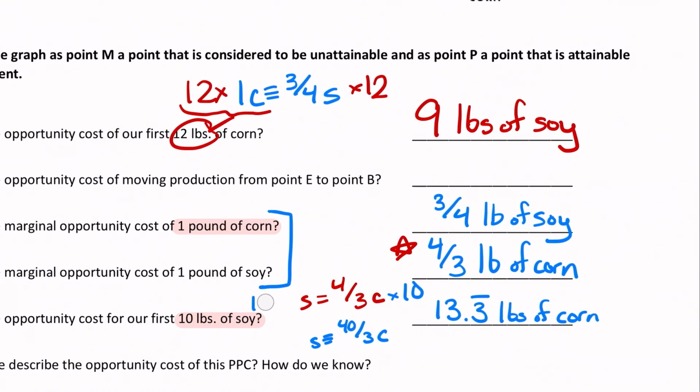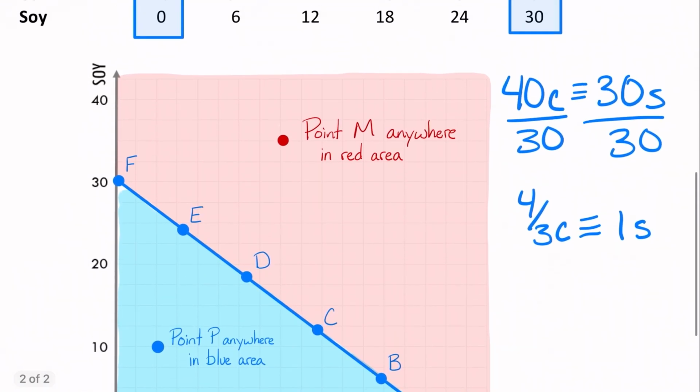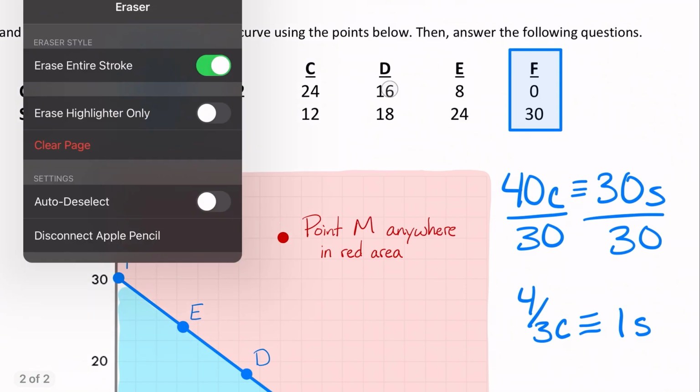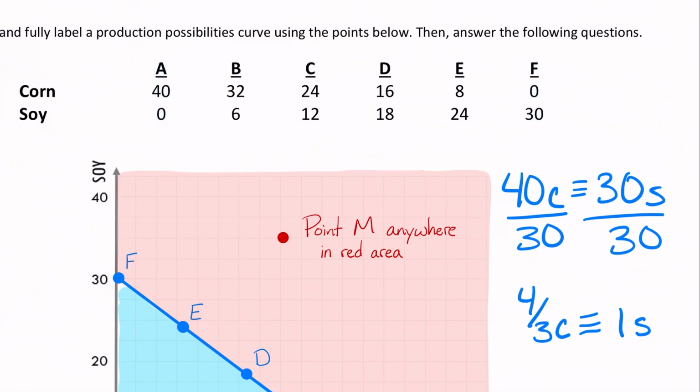And finally, this one doesn't involve as much math. It just involves us moving from point to point. And so that's why we saved it for last. The opportunity cost of moving from E to B. If we look at points E and B, point E right here, you have to be very careful paying attention to the direction. Moving from E to B, right?